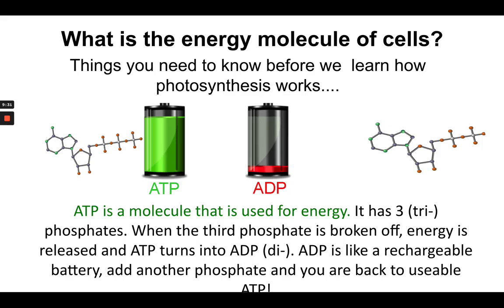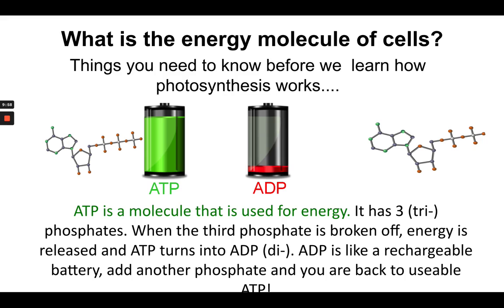So we need to take a step back before we go any further into the process of photosynthesis, and we need to review the chemical energy components of a cell. So first of all, cells need to have ATP, adenosine triphosphate, in order to function and perform all their daily tasks. And when ATP gets used, it turns into ADP, adenosine diphosphate, because the third phosphate has been removed.